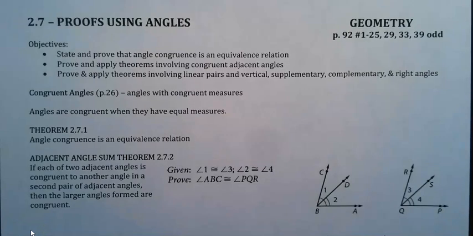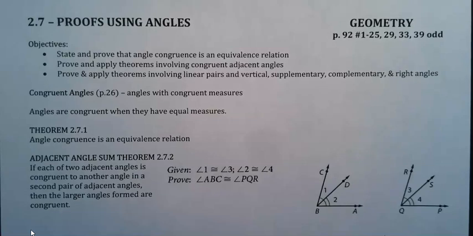All right, today for geometry, we have 2.7. We're going to do proofs using some angles. So our objectives are to state and prove that angle congruence is an equivalence relation, prove and apply some theorems involving congruent adjacent angles, and prove and apply theorems involving linear pairs and vertical, supplementary, complementary, and right angles. So we have lots of definitions today.